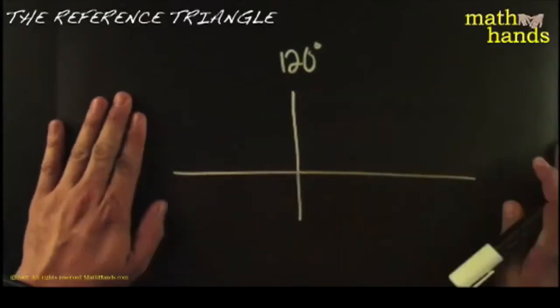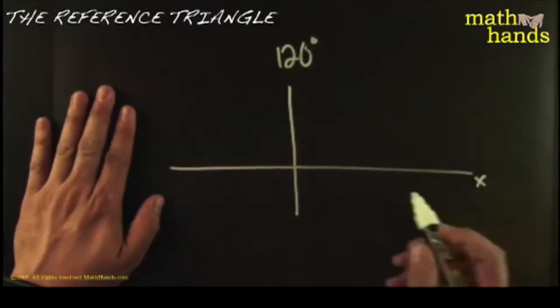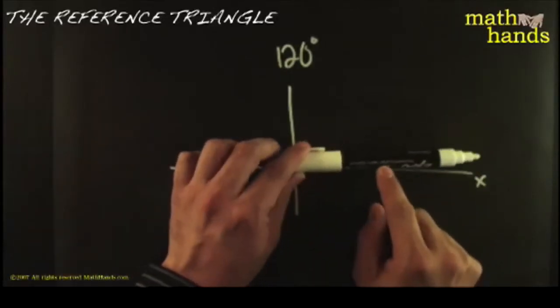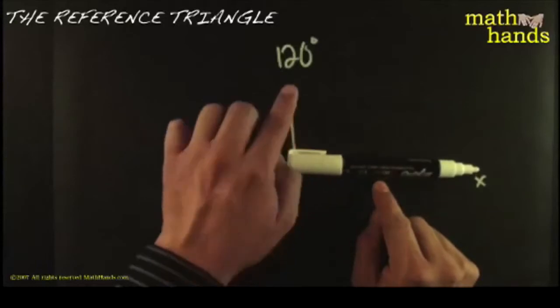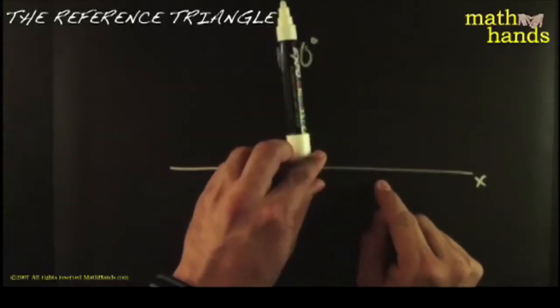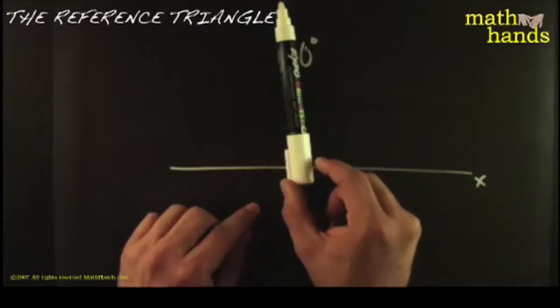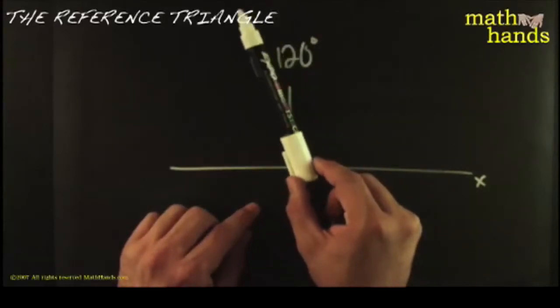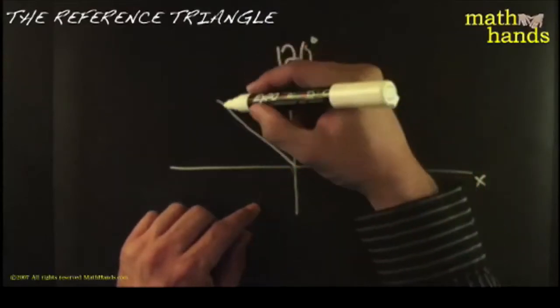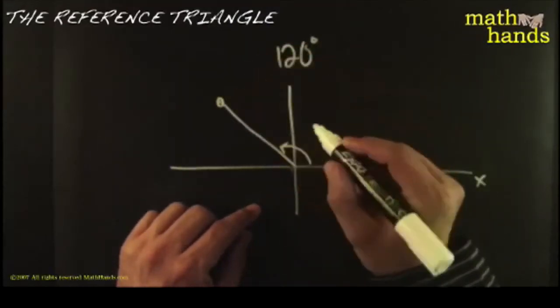Start on the XY plane. This is the positive side. Your segment can be any length you want. Positive angles always go counterclockwise. So far you've gone 90 degrees. You've got to go 120, so you go 30 more. That would be right around here. That right there, that's 120 degrees.